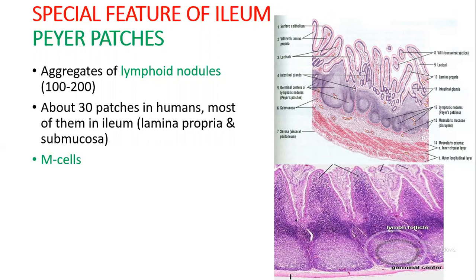Thirty patches are present in humans, most of them in the ileum lamina propria. Most of them are located in the lamina propria, but they can be so extensive that they extend into the submucosa as well. And ileum is covered by serosa.